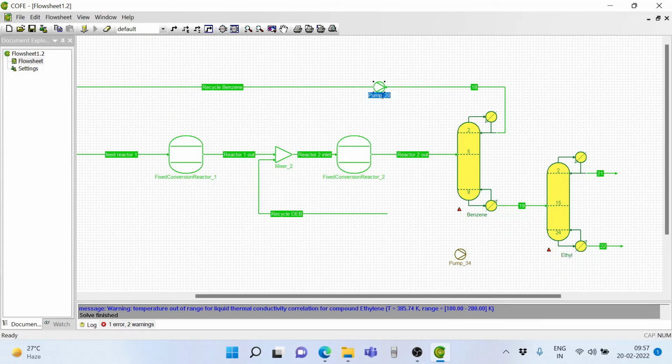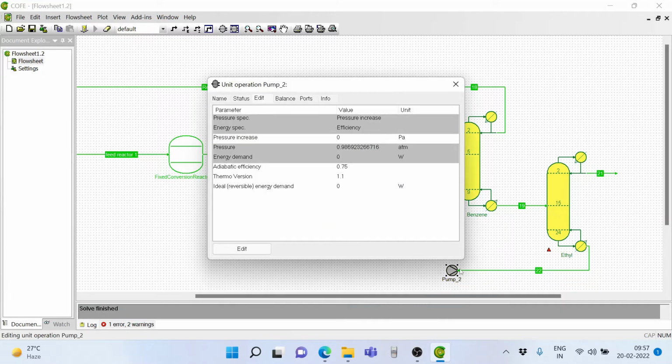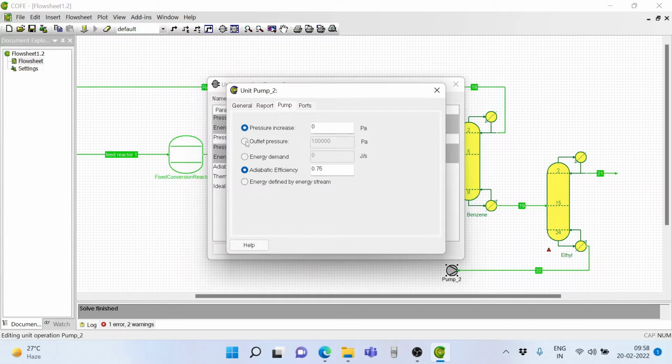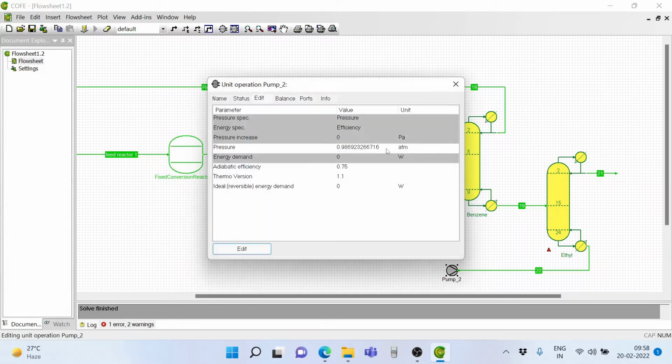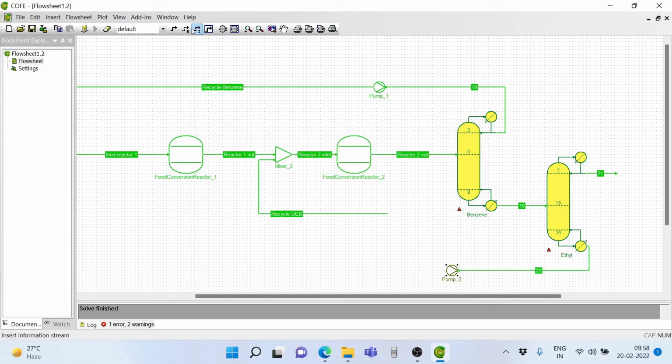Okay, so now I'll do a bit of renaming. I will rename this as pump number 1 and I will rename this as pump number 2. And now take stream number 22 and connect it to pump number 2. Now double click on pump number 2 to configure it. So click on edit, select outlet pressure, and the outlet pressure now is 20 atmospheres. Now draw the outlet stream of the pump and there we are ready.